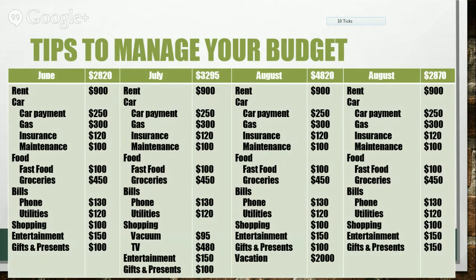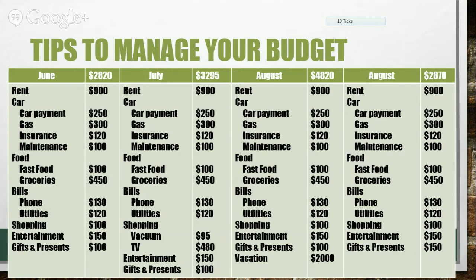Here's a few more tips, and if you can maybe just focus on the month of June first, we'll go over the rest in a bit. But this is just a typical sheet of an annual, or an example, I guess, of an annual budget. If you look at June, at the top it says $2,820. Let's say that's how much you're making a month.